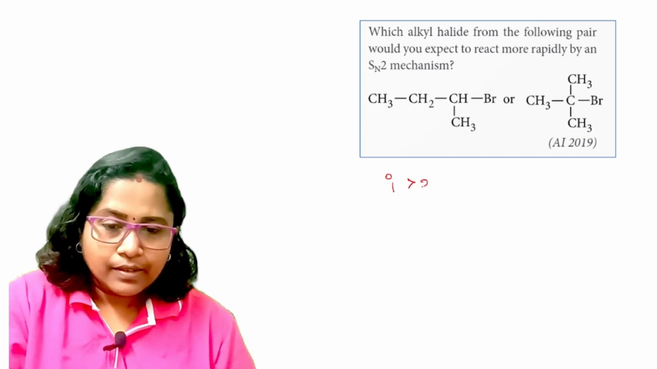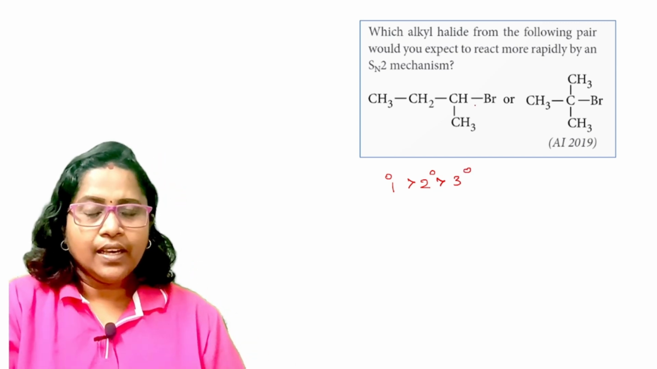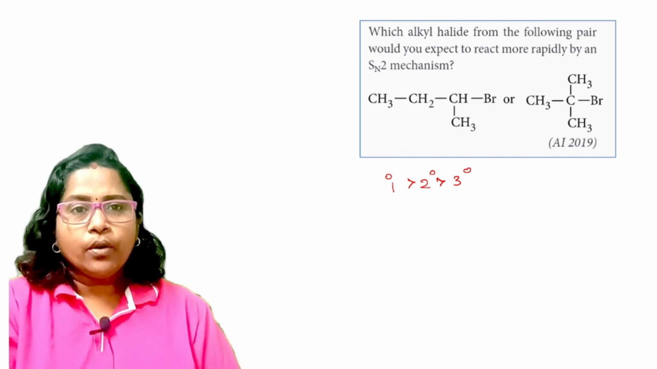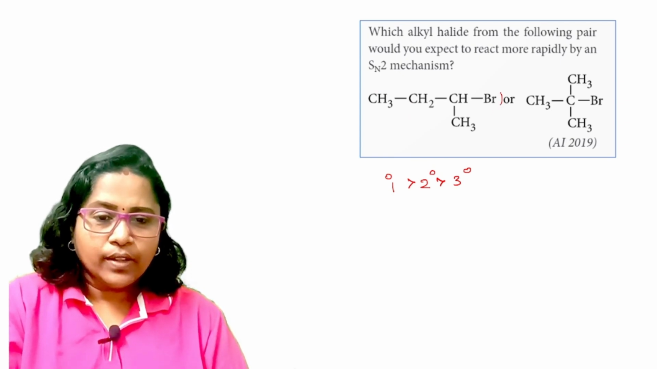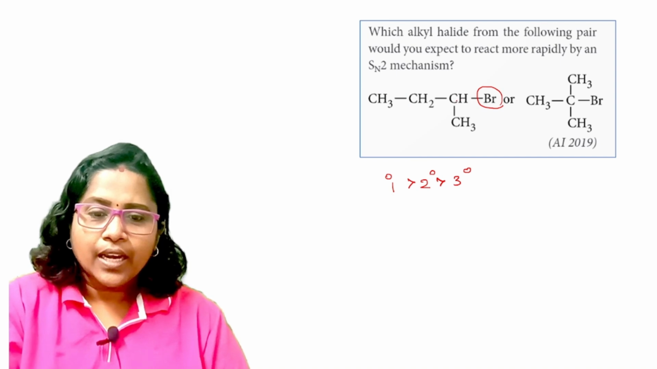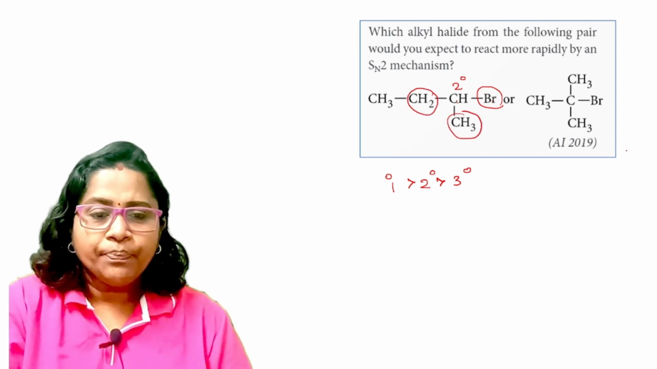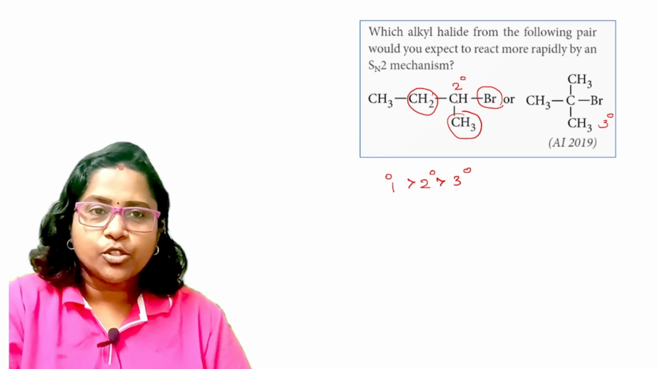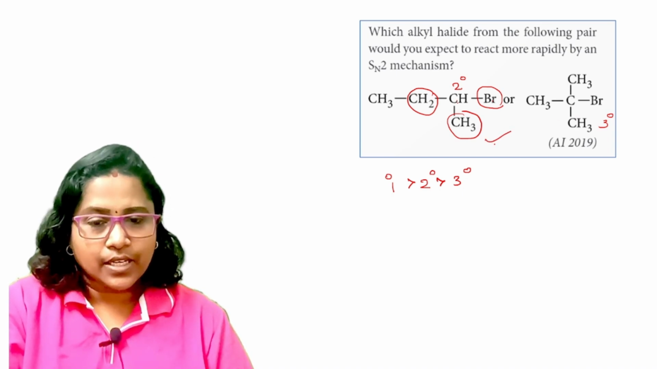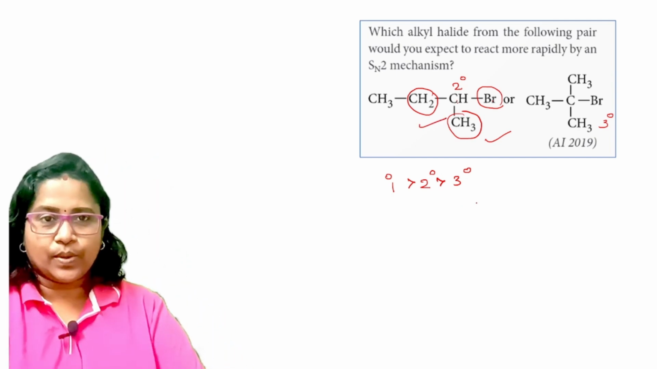then secondary, then tertiary. If such a question is asked, you should first identify whether the compound is primary, secondary or tertiary. Let me take the first compound here. Is it primary or secondary? It is a secondary compound because the carbon next to the halogen atom is attached with 2 alkyl groups. And here of course it is tertiary. When compared, tertiary and secondary, which is more reactive in SN2? Secondary is more reactive. So this particular compound is more reactive when compared with the next one.